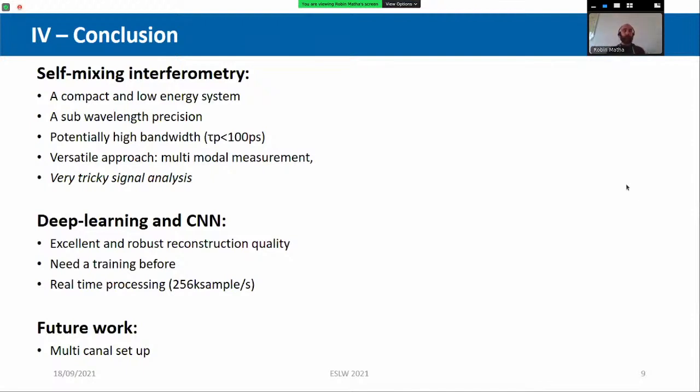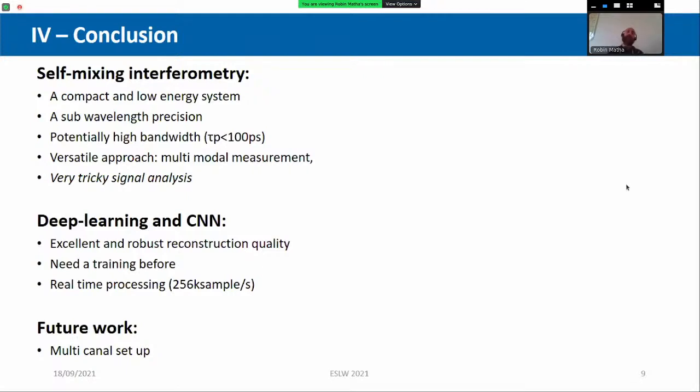So to conclude, I have presented you the self-mixing interferometry, which gives us the opportunity to make compact detectors with low energy requirements, with a sub-wavelength precision, and potentially high bandwidth because the time of photons out of the laser is less than 100 picoseconds. It is also a versatile approach because there are many applications we can do with it.